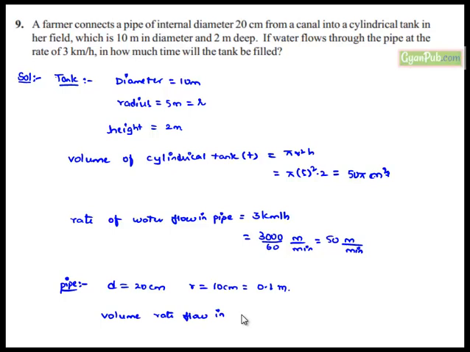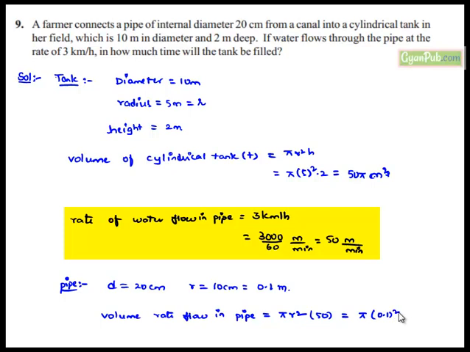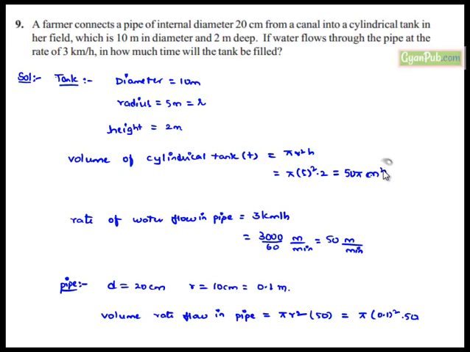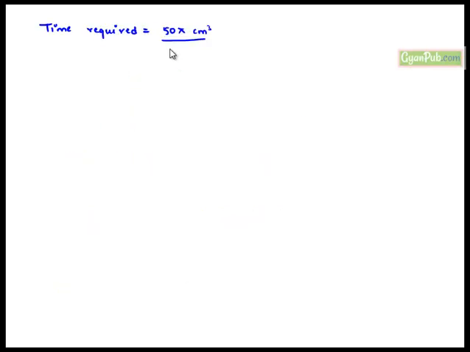Therefore, the volume rate of flow in the pipe will be equal to pi r square into the rate at which water is flowing in the pipe, that is 50, which is equal to pi into 0.1 whole square into 50. Now the time required is equal to the volume of the cylinder, that is 50 pi meter cube, divided by the volume rate of flow, which is also in meter cube, that is pi into 0.1 whole square into 50.